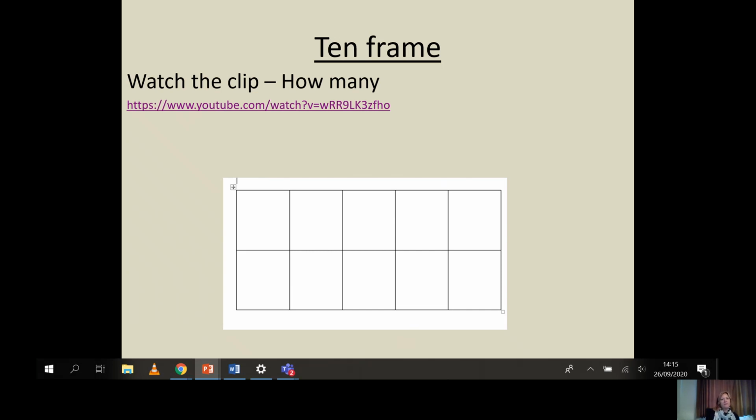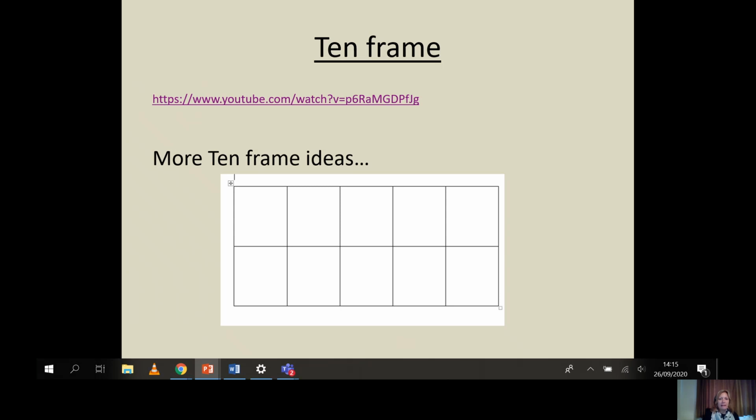So 2 would always be the first 2 if it was going to be 2. 3 would always be that way. It wasn't dotted all over the place. And the idea is that our brains can pick up these patterns.